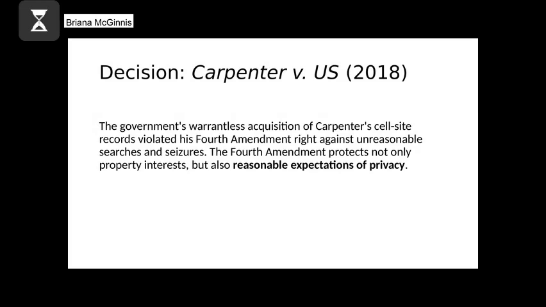And what did the court find? Well, they found that the warrantless acquisition of Carpenter's cell site records violated his Fourth Amendment rights against unreasonable searches and seizures. So they reaffirm an idea that they have articulated before, most notably perhaps in Katz. And also if you hearken way, way back to Brandeis's dissent in Olmstead, the Fourth Amendment protects not only property interests, but also a reasonable expectation of privacy. So as recently as 2018, the court has reaffirmed this standard.